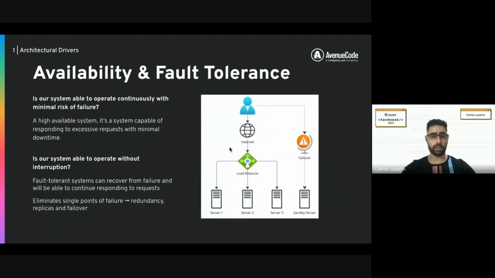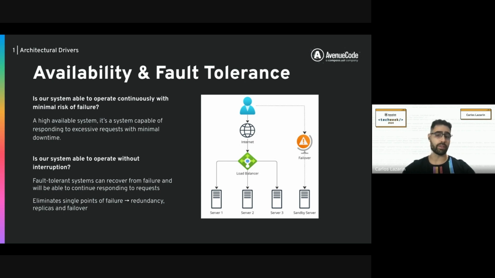What about availability and fault tolerance? Availability is the capacity of our system to continue operating with minimal risk of failures, right? In this case, for example, this diagram illustrates a situation where we have a user accessing our application over the internet, and we have a load balancer that is going to coordinate which service should receive the request at that moment. I'm going to talk a little bit more about load balancers later, but this is a kind of situation where we can provide high availability for our users, right?